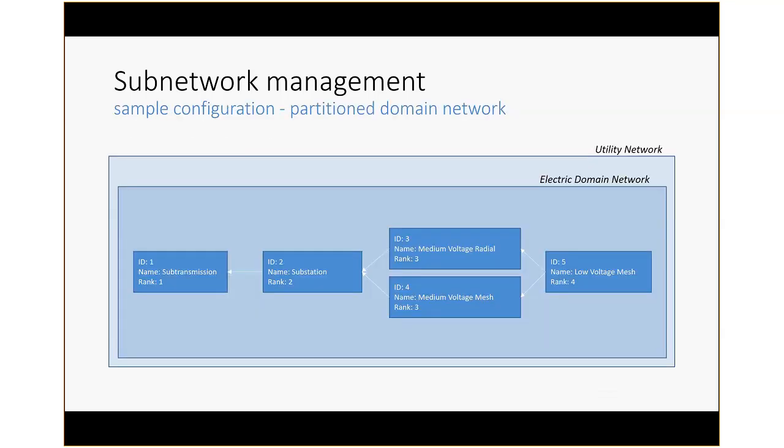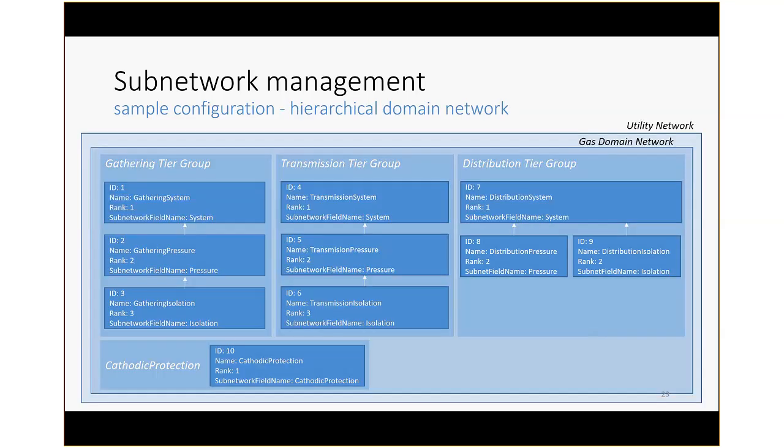Again, I showed you before this on the property pages, different ways to organize your tiers within the domain network. This is an example for a partition domain network. Here's an example for hierarchical domain networks with its tier groups and tiers within.